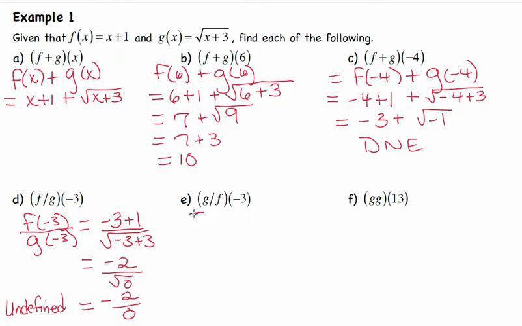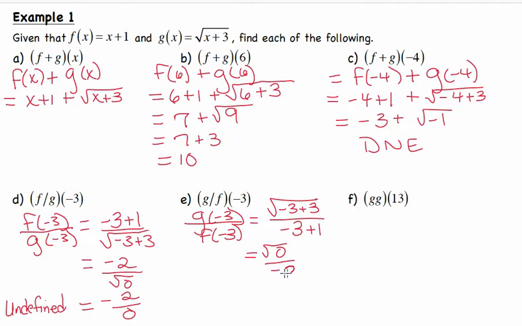All right, so now we have g of negative 3 divided by f of negative 3. So we're just switching those fractions, and you're going to have the square root of negative 3 plus 3 on the top, and on the bottom you are going to have the negative 3 plus 1, and you get the square root of 0 on the top, you get the negative 2 on the bottom. Square root of 0 is 0, and you can have 0 in the numerator. When you calculate 0 divided by anything, you get 0, and that's okay.